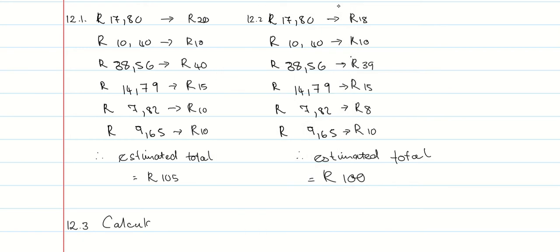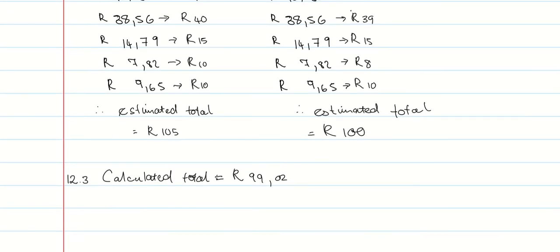Calculated total, and then the calculated total there is equal to 99 rand and 2 cents. I hope everyone got that right. So now I'm continuing to question number 12.4, the estimation to the nearest rand.